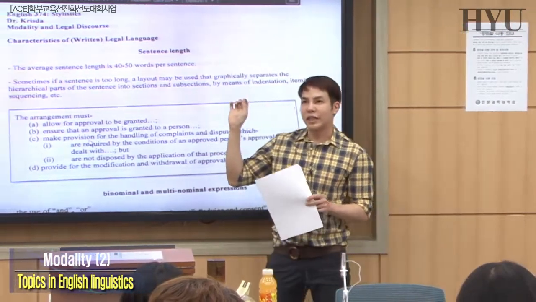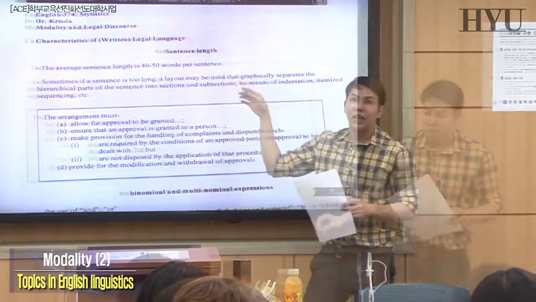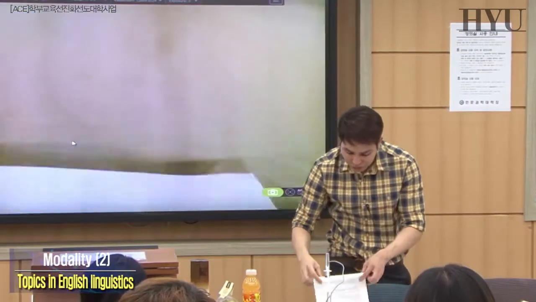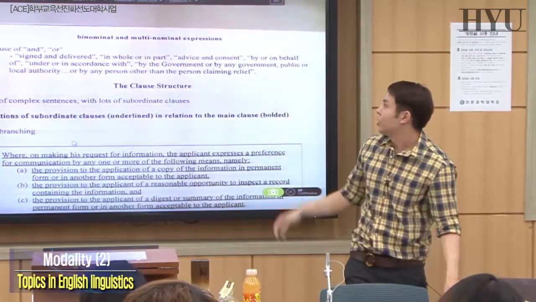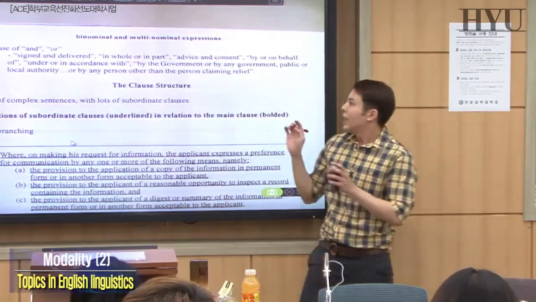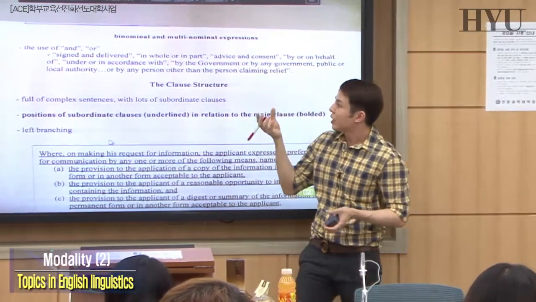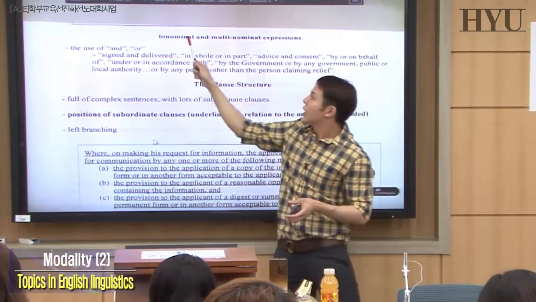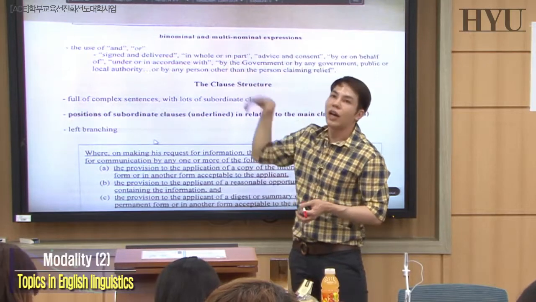So one of the characteristics of legal language is sentence length. The length has to do with what we call binominal and multinominal expressions, meaning people who write laws like to string together many nouns, right? Using conjunctions like and, or, right? So you can have two nouns together or many nouns together. Nominals are nouns, right? And multi, like many.